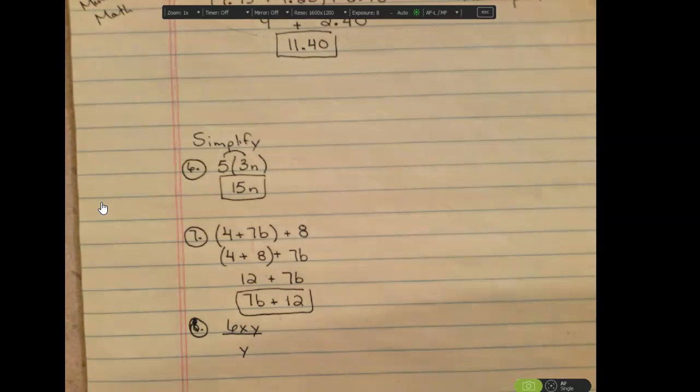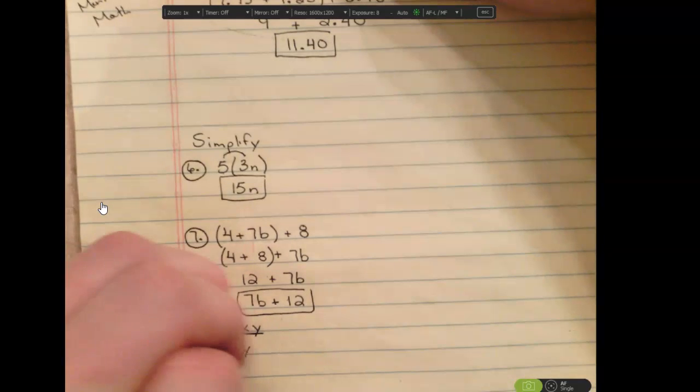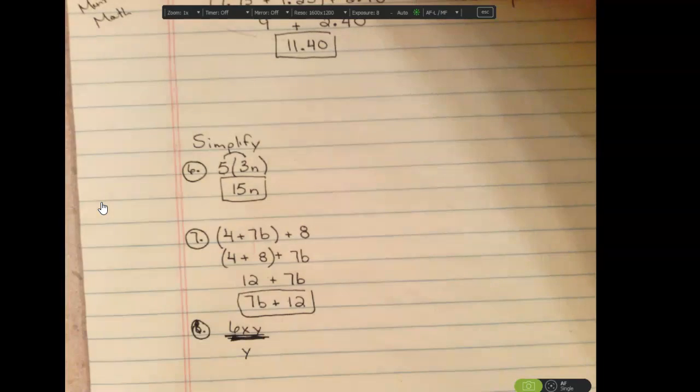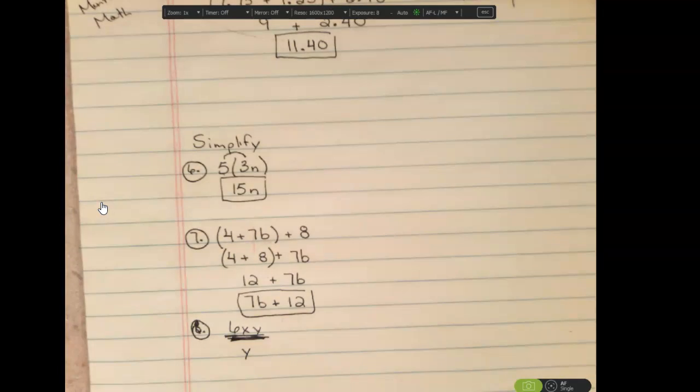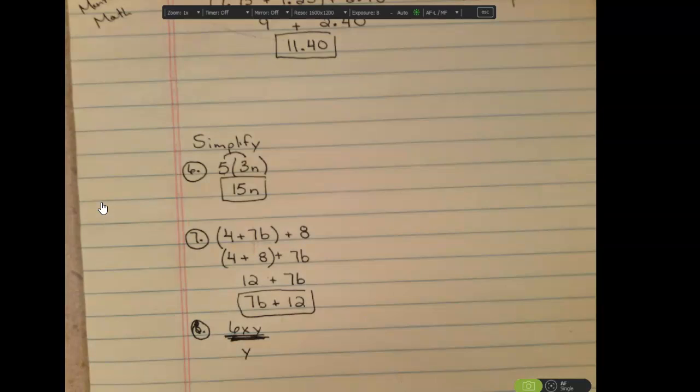Last but not least, let's look at number 8. So this time, guys, I have a fraction. I have 7x times y, 7 times x times y, all over y. So y is in the denominator. Now, I want to ask you something.